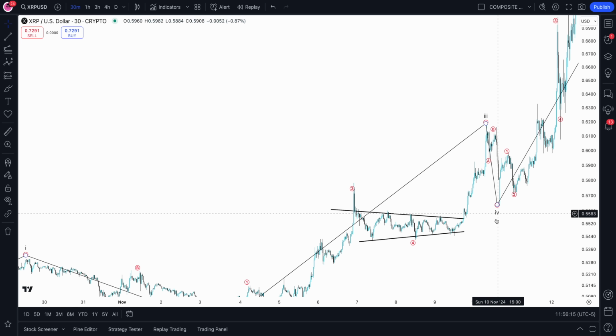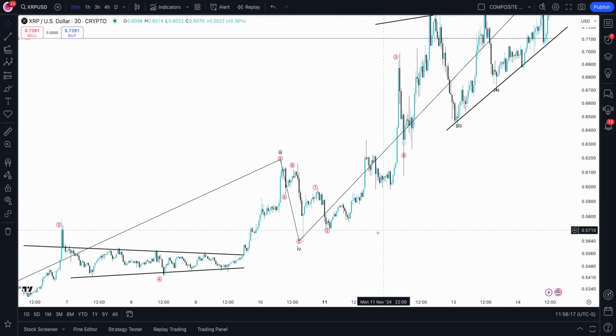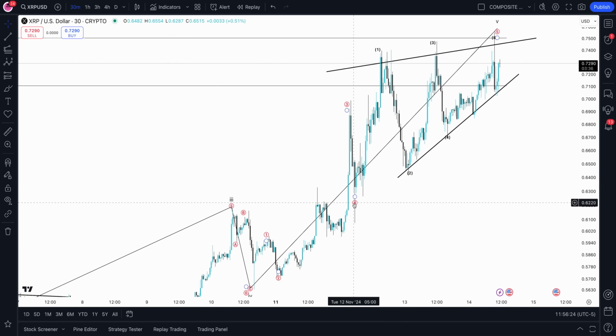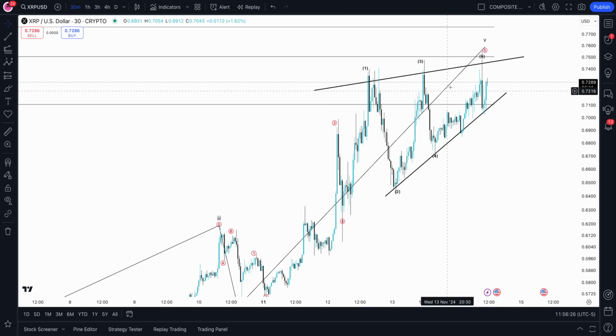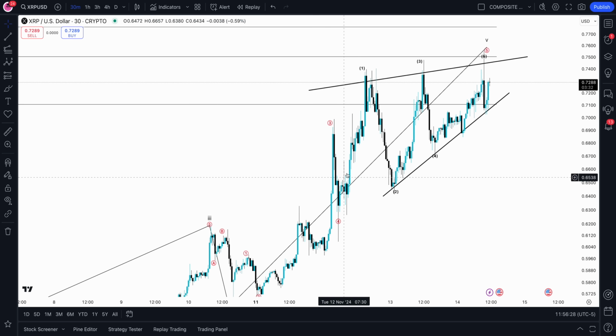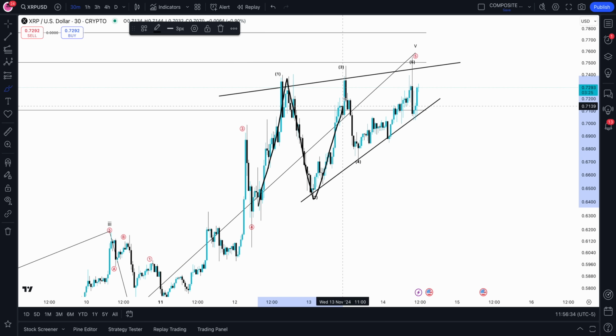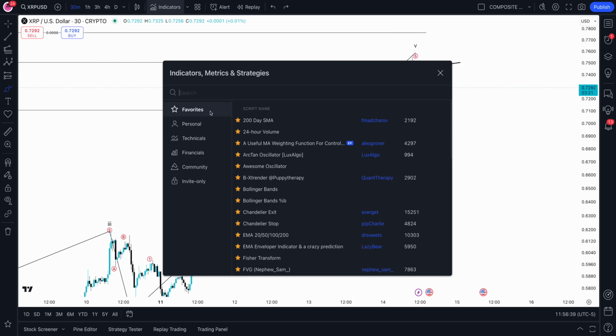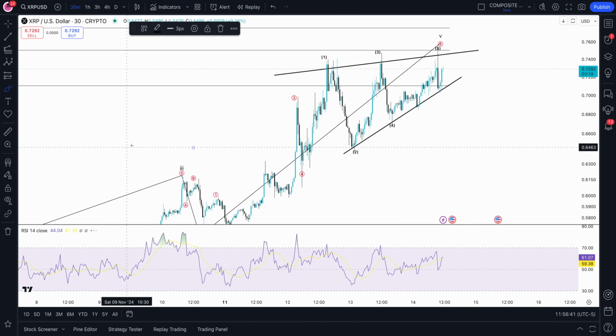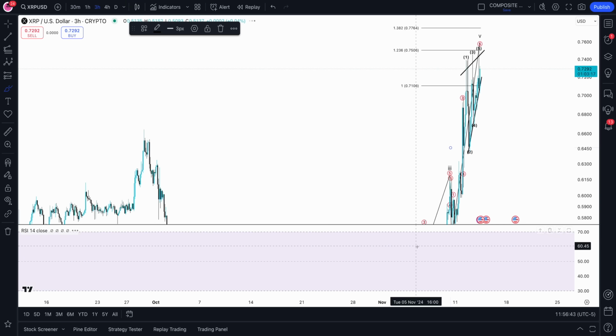Okay, so after this wave 4 completed, we then went on to start an extension of the 5th wave. Wave 1, wave 2, you have your 3rd wave, 4th wave, and now for your wave 5 of 5, it looks like this is an ending diagonal. So notice how the waves are overlapping each other, right? Just oscillating back and forth within a rising wedge formation. And the reason it's called an ending diagonal is because you tend to see it at the end of an uptrend, right?